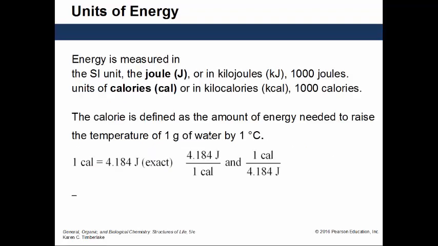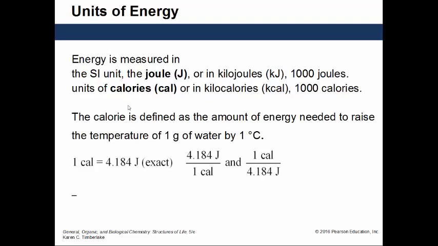Energy is measured in the International System of Units by the unit called joule, abbreviated by the capital J, or can also be used in what's called kilojoules, lowercase k, capital J. Remember, kilo always means 1,000, so a kilojoule is 1,000 joules. You can also use the term calorie or kilocalorie. Those are also units of measurement for heat.